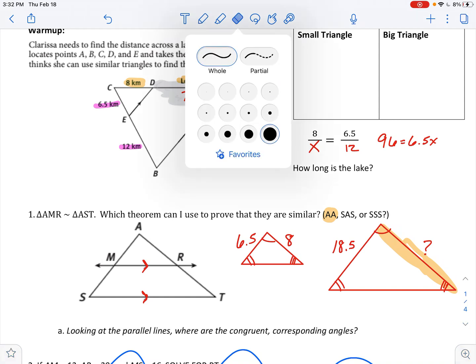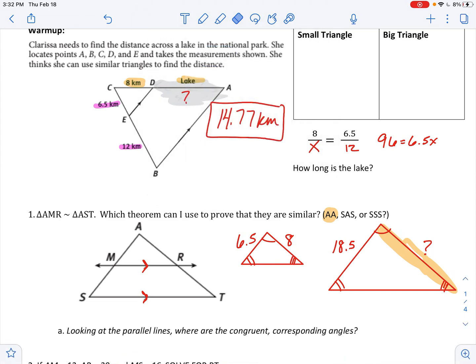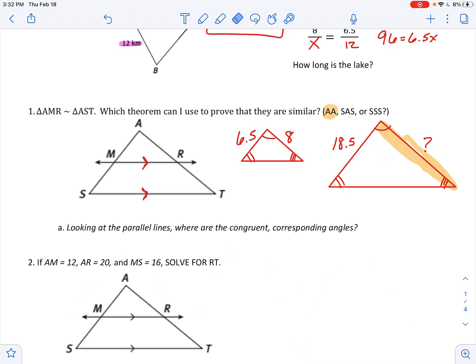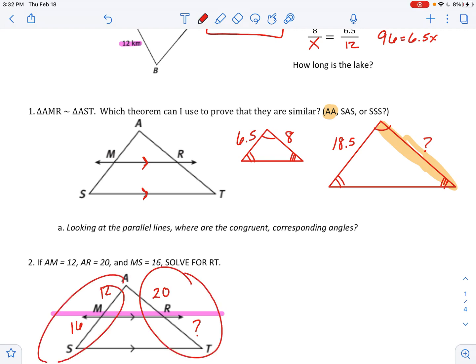All right, so let's take a couple more looks at some practice problems to see if we can identify some missing pieces. Well, AM is 12, AR is 20, MS is 16. How could I find RT? Again, I always kind of like to make my division bar by highlighting that parallel line in the middle. And then it looks like I've already got my two fractions. 12 over 16 and 20 over x.